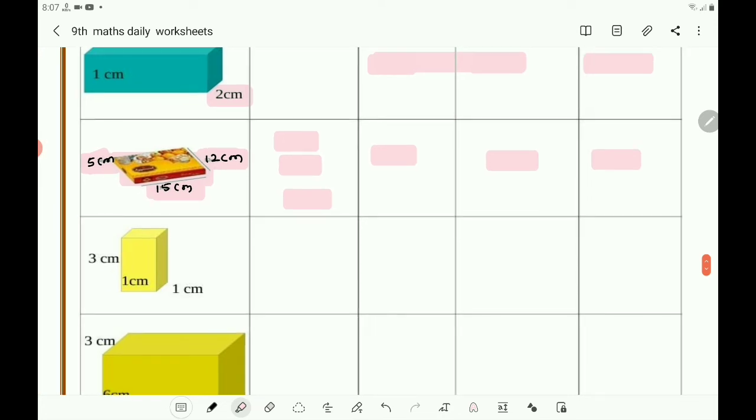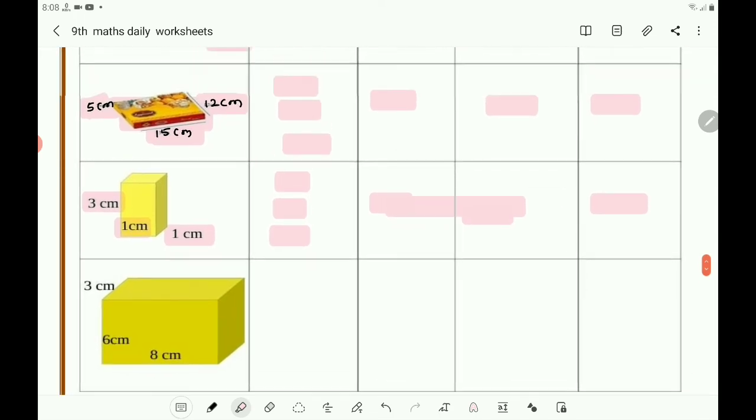get 27. 27 into 10, you will get 270 cm square. Then next, for this cuboid, you take L is 1 centimeter, B is 1 centimeter and H is 3 centimeter. Write L, B, H here, then find 2H, and find L plus B, the product of these two will come here with the square units.